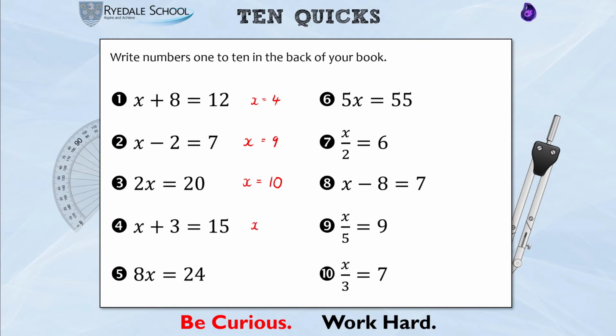For number 4, x is 12. For number 5, 8 times x being 24, x has to be 3: 8, 16, 24. Number 6, x is 11. For number 7, something divided by 2 is 6, so timesing by 2, the answer must be 12. Number 8, x equals 15. For number 9, x equals 45. And finally, x equals 21.